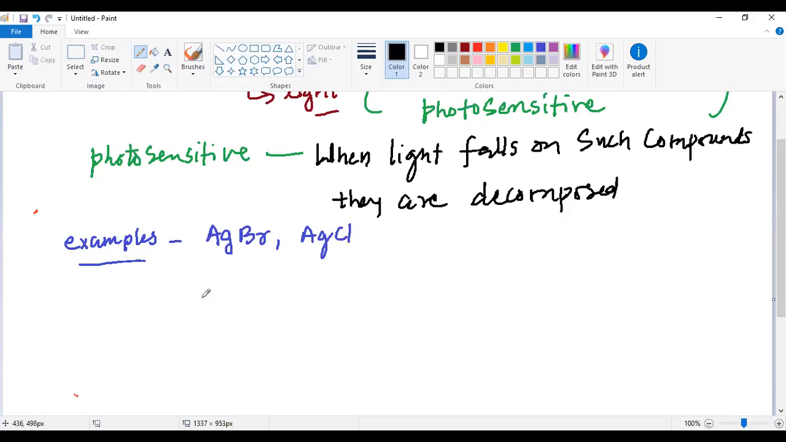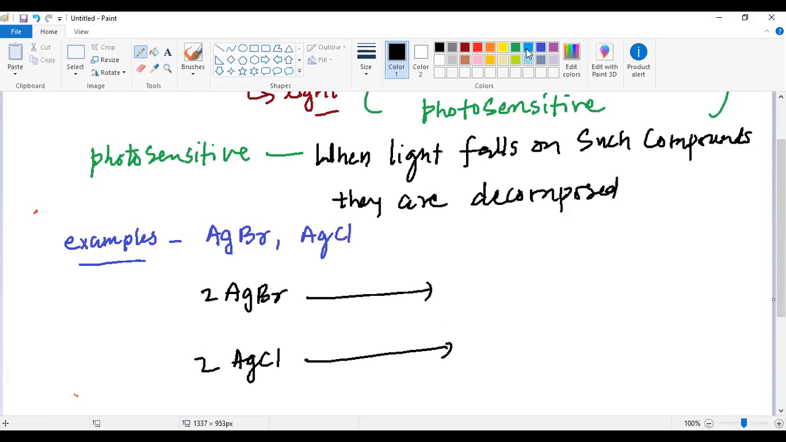So dear students, on AgBr or AgCl, let us take 2 moles or 2 molecules of them. Dear students, when light falls on them, you can even write sunlight. So when the light falls on them, my dear students, this AgBr gives 2 atoms of Ag and 1 molecule of Br2. This Br2 is found in the liquid state, whereas Ag is in the solid state.